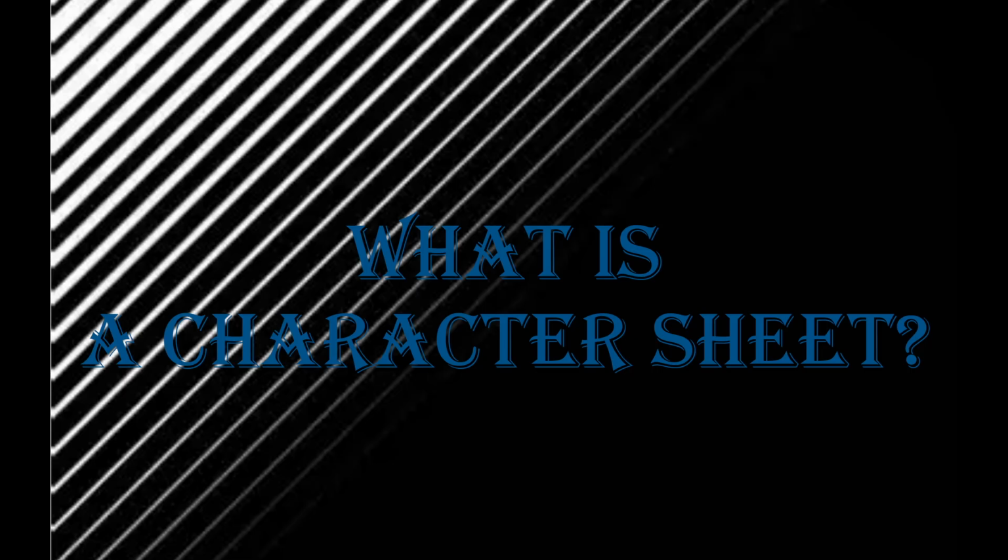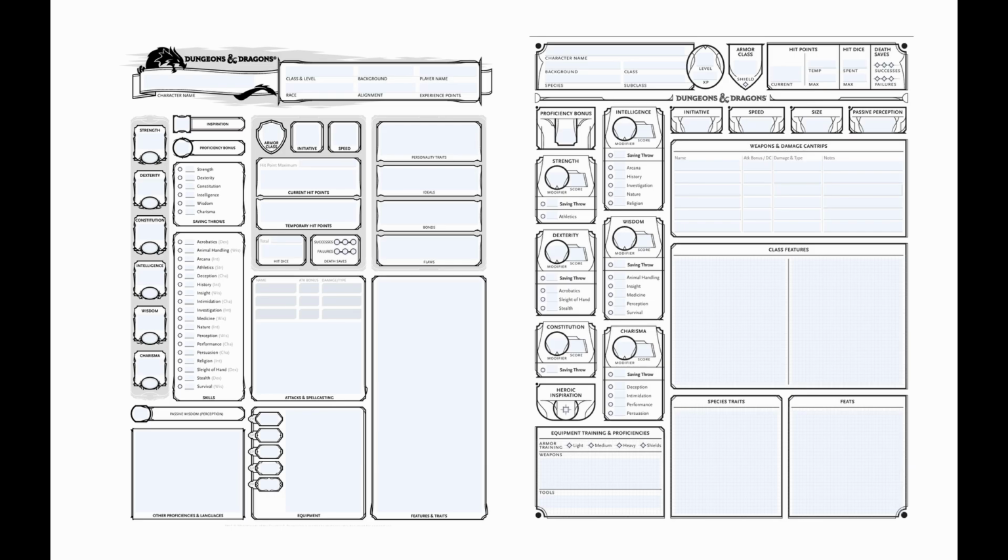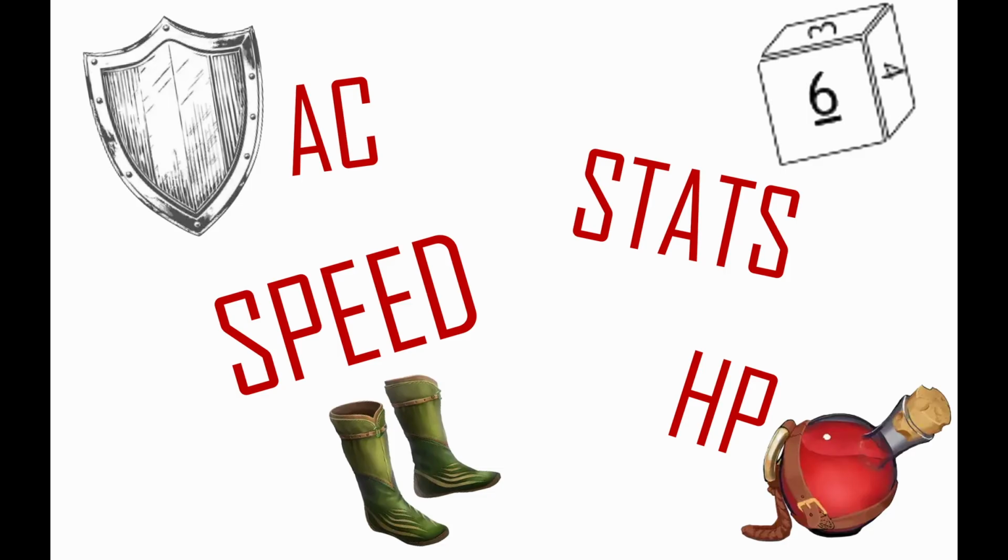What is a character sheet? A character sheet is simply where your character lives. Everything about your character, maybe it's your backstory, your character's weapons, class, and spells will all be on your character sheet. This is a character sheet, 5e 2014 on the left and 5e 2024 on the right. There are a lot of things that make up a character sheet, such as HP, AC, speed, and your character's stats. We'll go over all of it in this video.